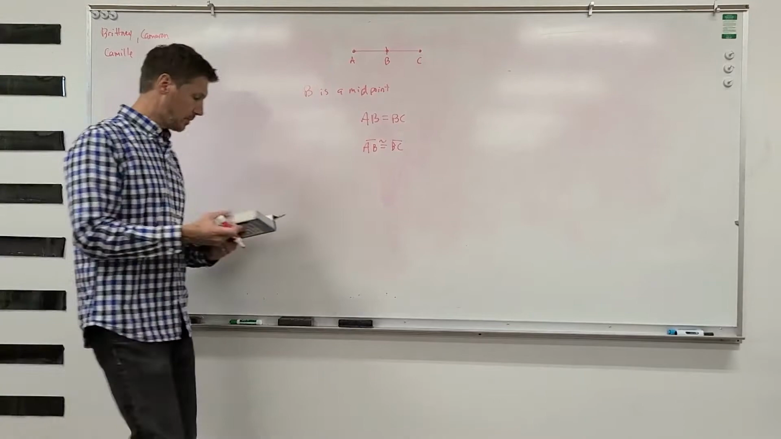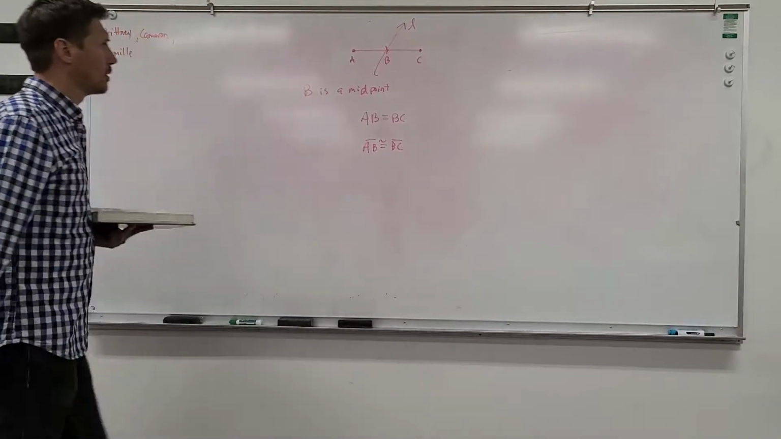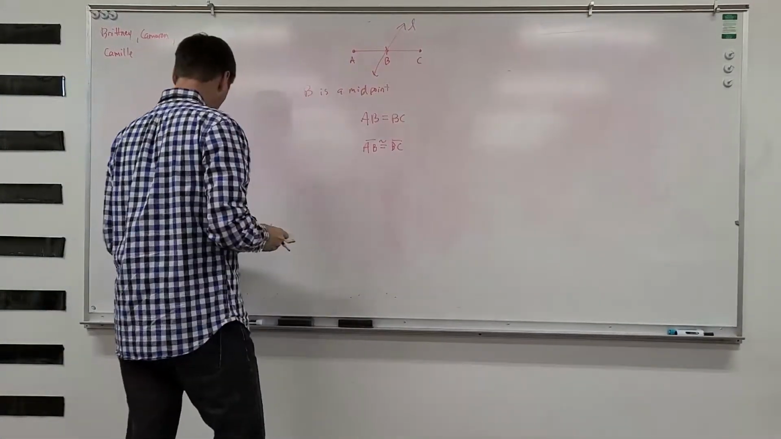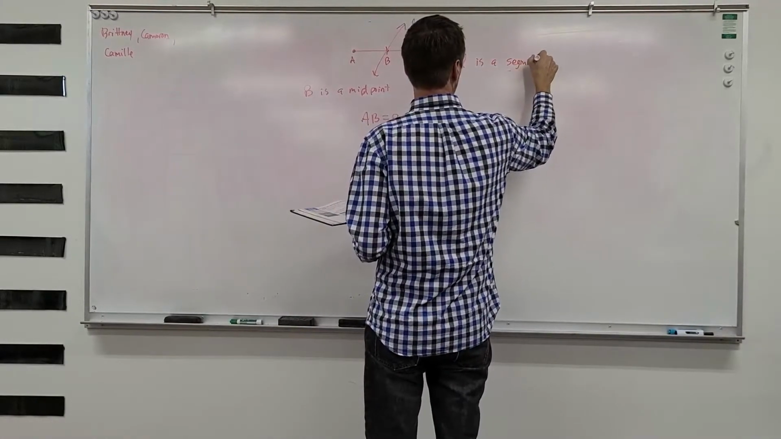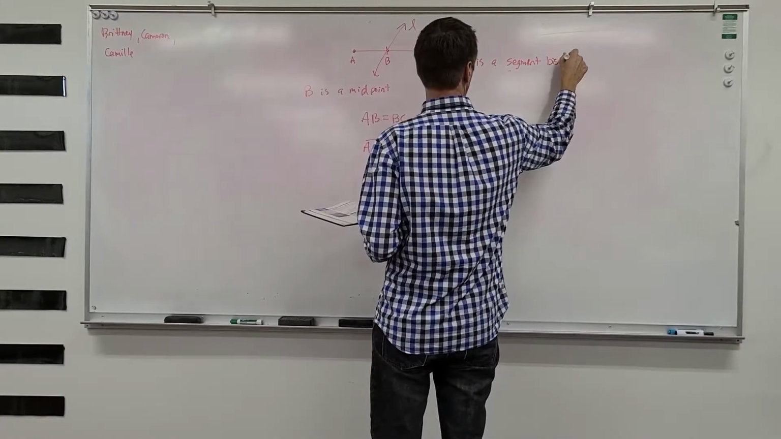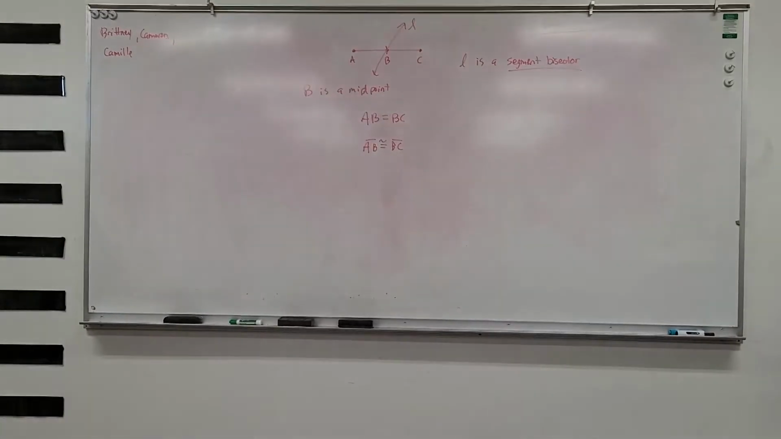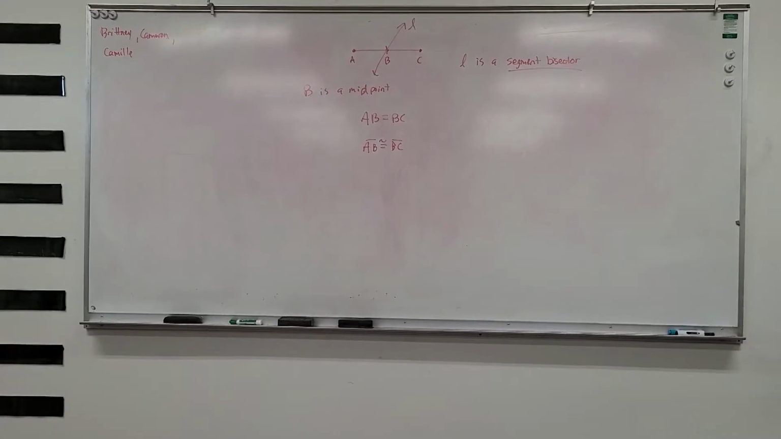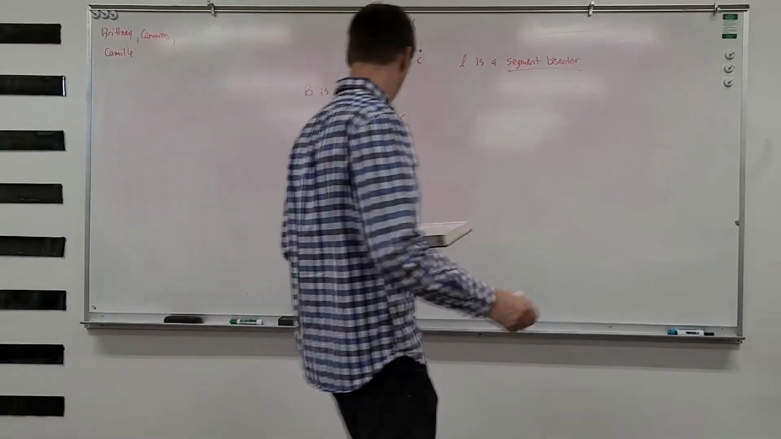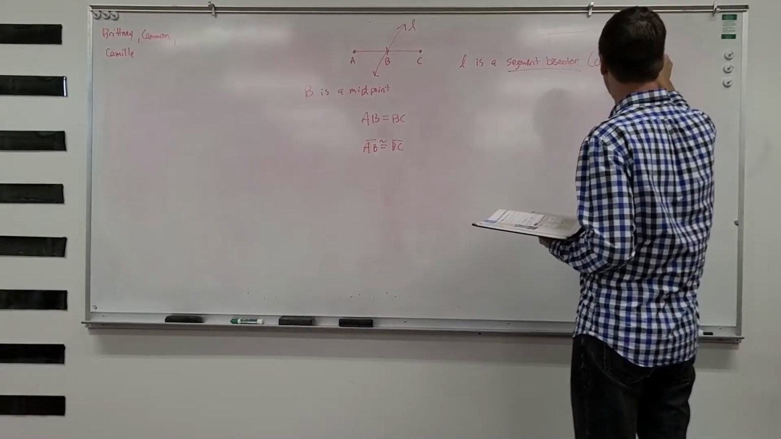So if I had something like this and I had maybe line L, we'll just say line L passing through that point there, then I would say that line L is a segment bisector. In other words, line L passes through the midpoint, and so it bisects that line segment. Anytime you use the term bisects or bisector, you're saying that it splits it in half. Okay? L is a segment bisector. Cuts line segment AC in half.